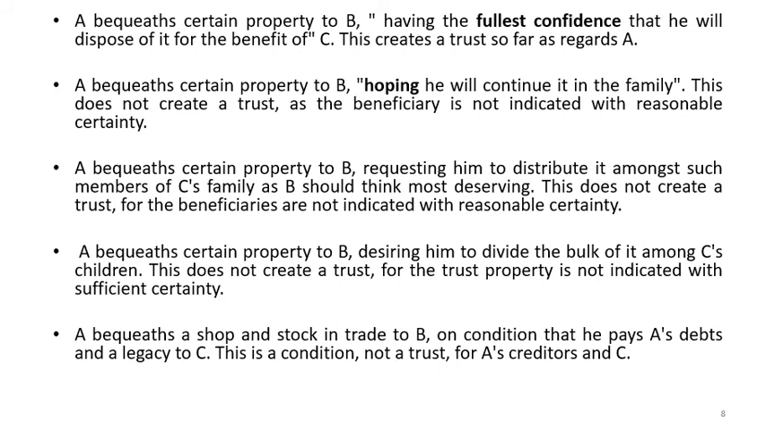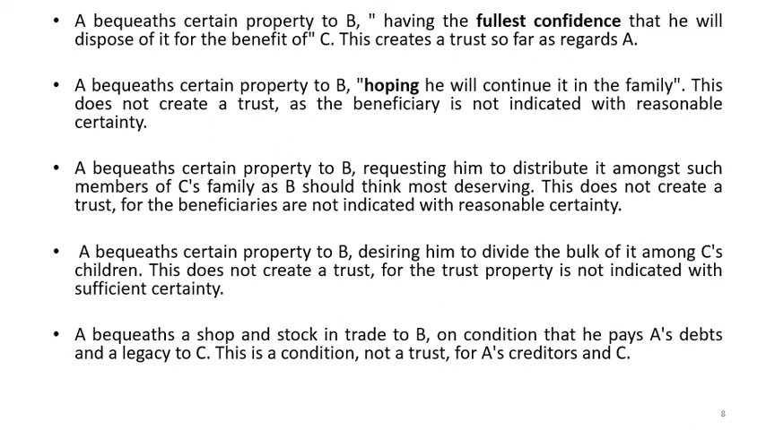What is the trust property? That's the certain property, specified. The trustee is B, very clear. The property bequeathed to B is clear. Then the intention is clear, from the fullest confidence that he will dispose of it for the benefit of another person. Those are the words that give an idea to come to the conclusion that there's an intention to create the trust. The intention is clear, the property is clear, the trustee is clear, the beneficiary is clear. That's why the illustration says this creates a trust so far as regards A.